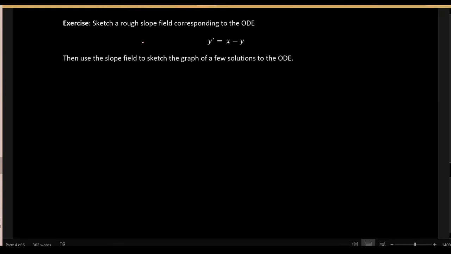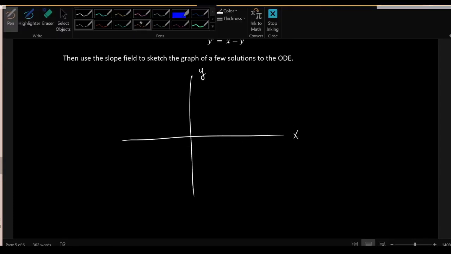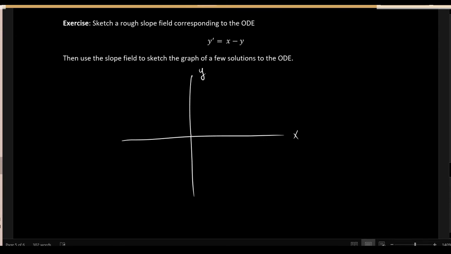Let's sketch a rough slope field corresponding to the ODE y prime is equal to x minus y. Then, even though it's not possible at this moment for us to solve this ODE, let's use the slope field to sketch the graph of a few possible solutions to this ODE, a couple of different functions that would make this equation true. So slope fields are graphed on the xy plane. And I'm just going to pick a random position. Maybe I'm going to pick the position 0, 0.